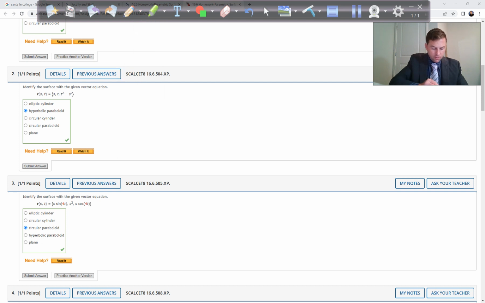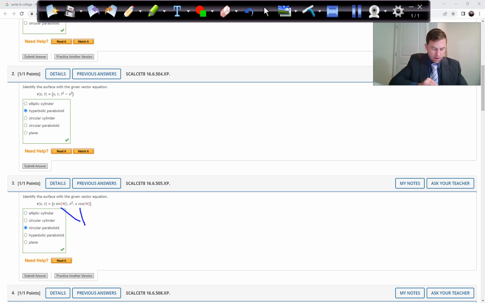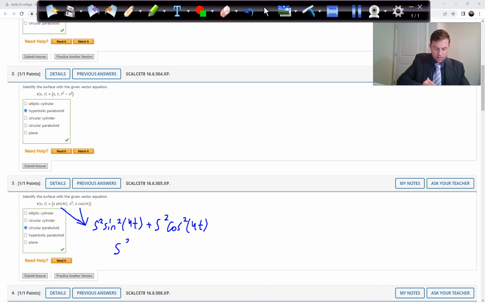So if we square these two terms, this would be s squared sine squared of 4t plus s squared cosine squared of 4t. Well, this equals s squared times sine squared of 4t plus cosine squared of 4t, which is 1. So this whole thing is s squared.